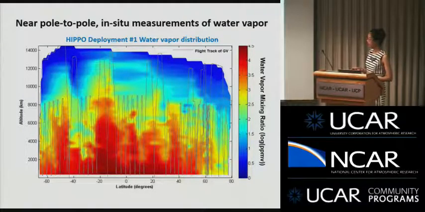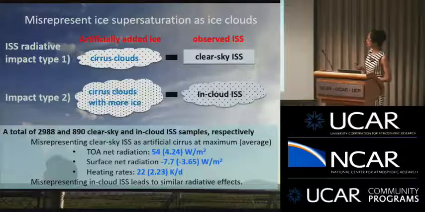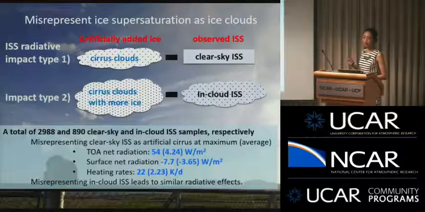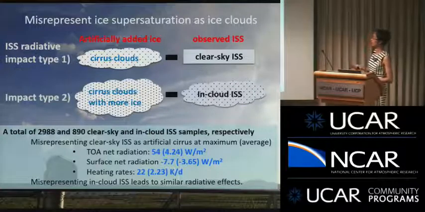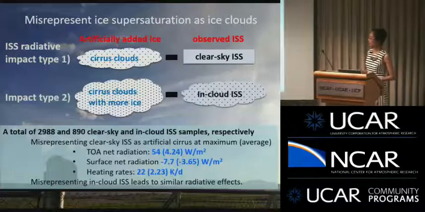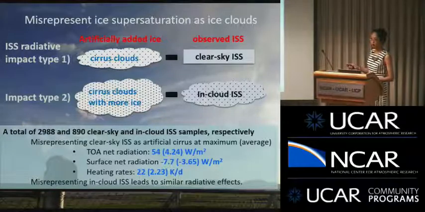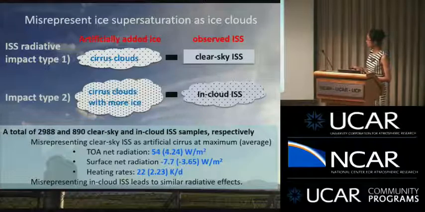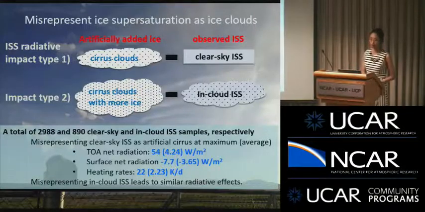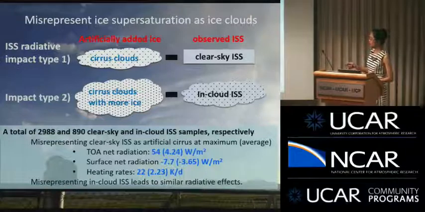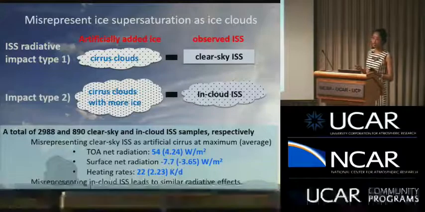So with this kind of sampling, we do the radiative impact analysis. We want to know what kind of difference it will make if we misrepresent supersaturation as fake ice clouds. So now we just plug artificially added ice crystals into the RTMG model. In one condition, we have artificial cirrus compared with supersaturation in clear sky in the observation. The other condition is we used to have supersaturation in cloud, and now we add even more ice crystals to replace the supersaturation.